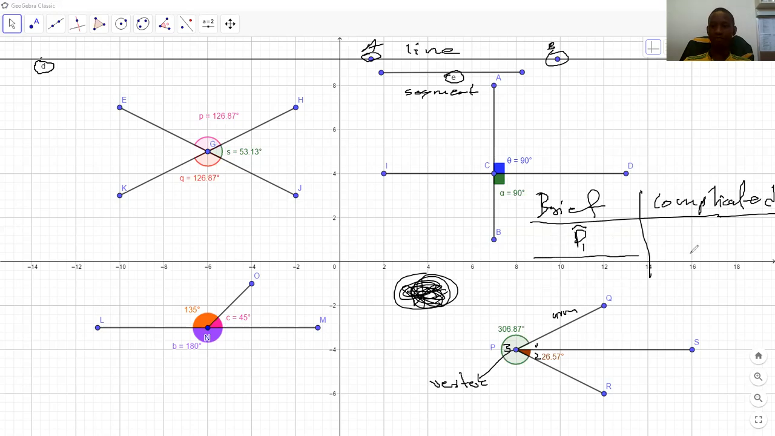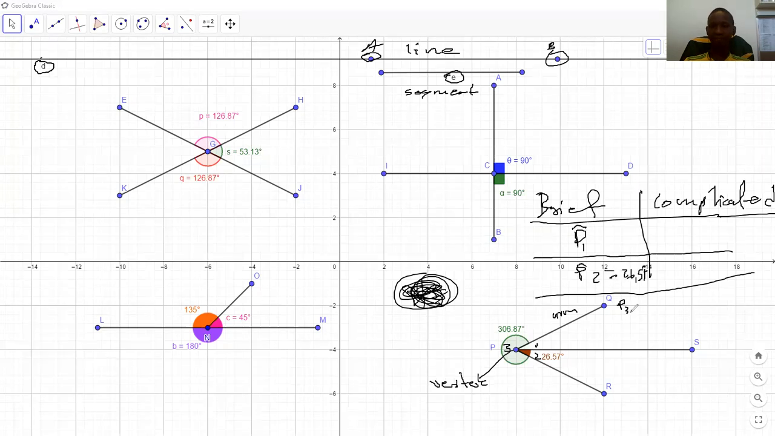I've got angle P1. I can also say I've got angle P2. And I can also say I have angle P3, okay? In this case, I know the value of angle P2, it is 26.57. I measured it. And I know the value of P3, it is 306.87 degrees. So that's it, right?